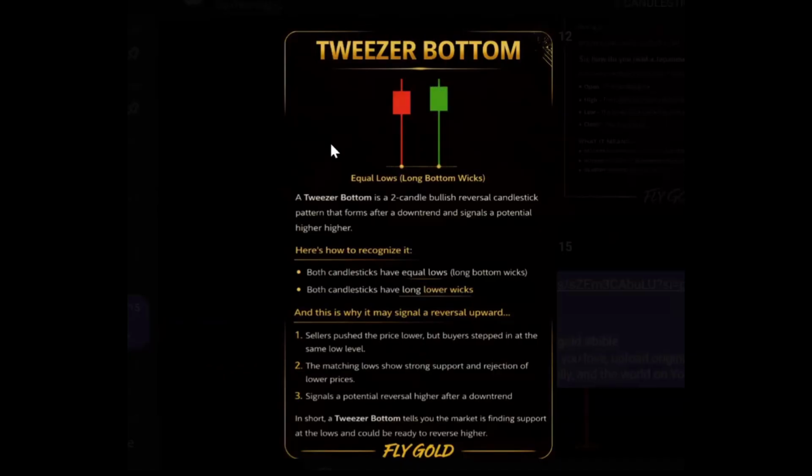So tweezer bottoms, you'll see this at the low of the day, first leg, second leg of your W's or your V's. A tweezer bottom is a 2 candle bullish reversal candlestick pattern that forms after a downtrend and signals a potential higher high. Here's how to recognize it. Both candles have equal lows, long bottom wicks. Both candles have long lower wicks. So they're long lower wicks and they're equal in length.